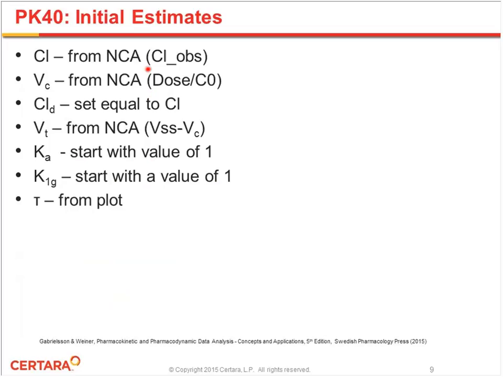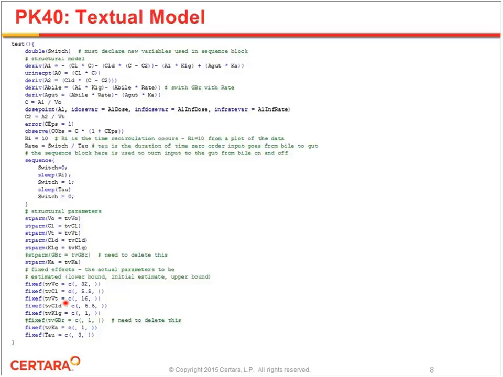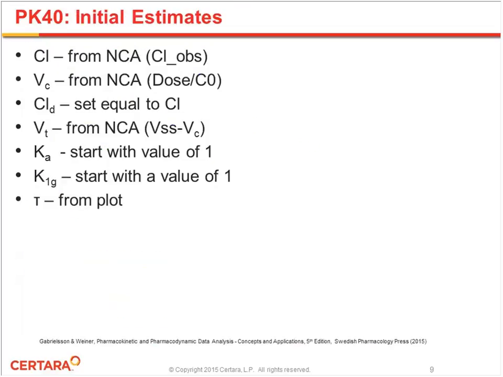So we need some initial estimates. We've got here the initial estimates in the textual model. You've seen already some of those, like tau and some other values which we typically run in NCA, like clearance, volume, and the exchange with the peripheral compartment, and so forth. With the absorption rate constant, we typically start with a value of 1, and the same we do with K1G, and tau is the gallbladder emptying interval, which is 3 hours we've got from the plot. So these are the initial estimates, and I guess with that we can start with the demo.